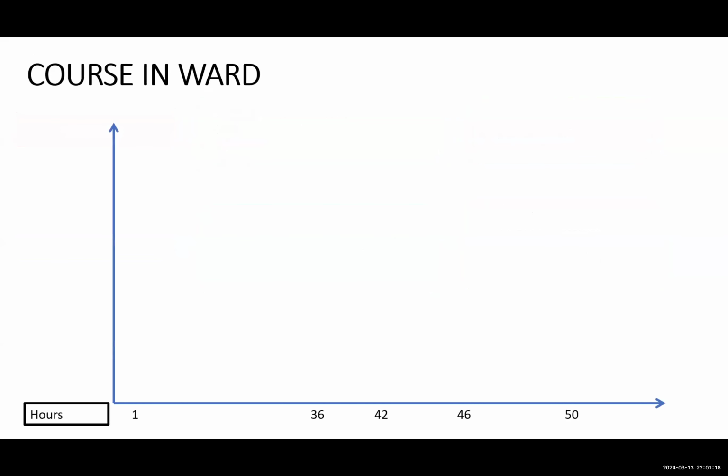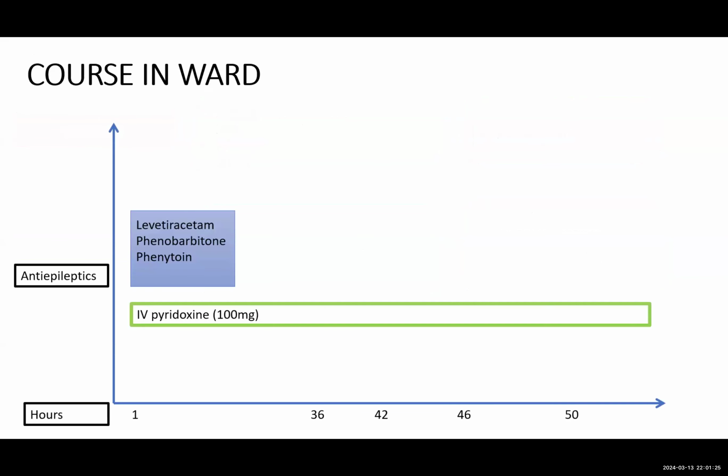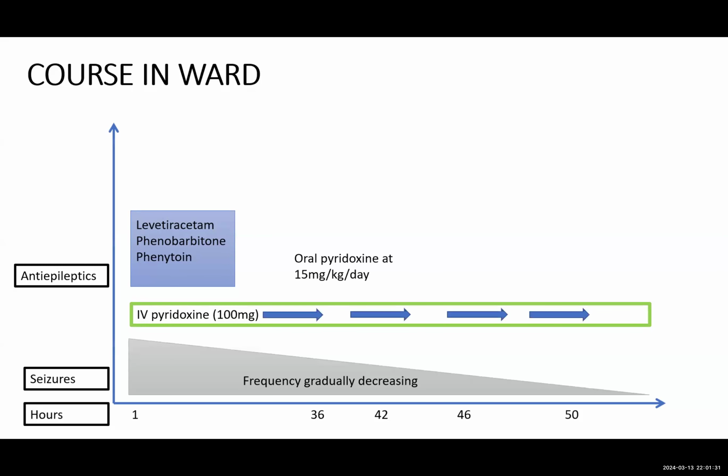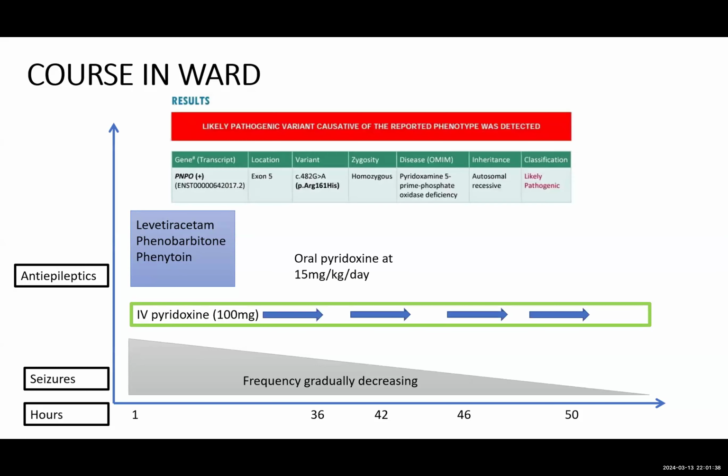So, course in the ward: at the time of presentation to our hospital, the child was already on 3 anti-epileptics. So, IV pyridoxine was given, 100 mg loading, followed by 15 mg per kg per day. Post this, the seizure frequency gradually decreased, but the child still used to have some 7 to 8 episodes per day.